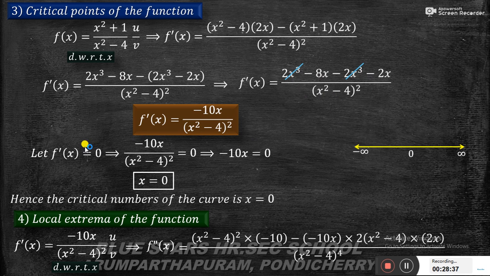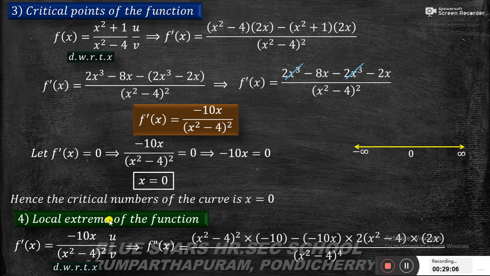In the next step we take the critical point. The critical point condition is f dash of x equal to 0, which means minus 10x by (x square minus 4) whole square equal to 0. So minus 10x equal to 0 means x equal to 0. I represent x equal to 0 on the number line from minus infinity to plus infinity. Hence the critical number of the curve is x equal to 0. This is the critical point.